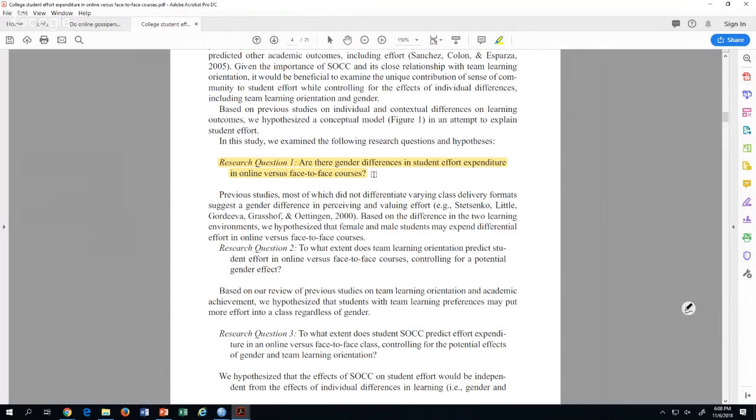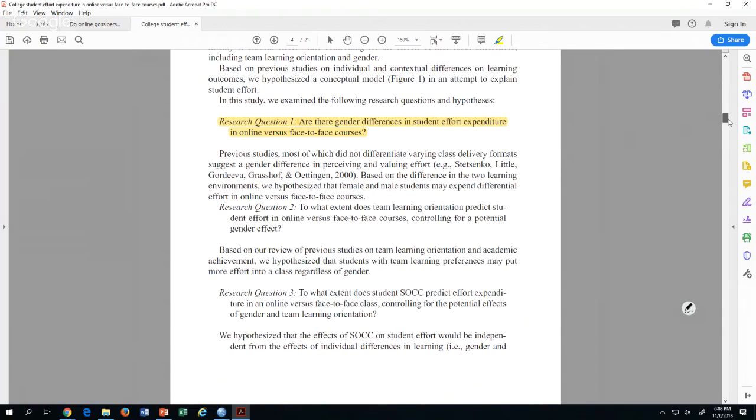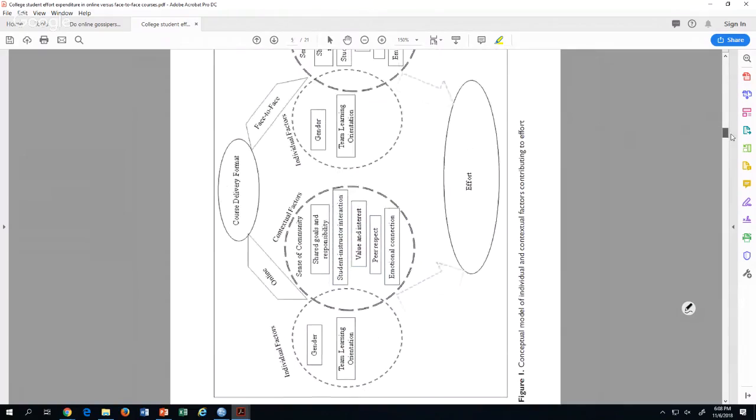What are the factors in this question? Gender, their effort level, and well, that would be the comparable, but gender, and then online versus face-to-face. So the format. So kind of like the little example we were doing in class. And what is the dependent variable? Effort, student effort.